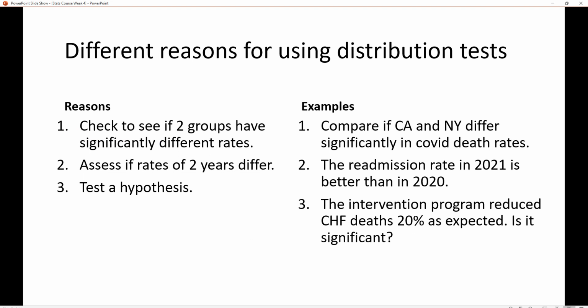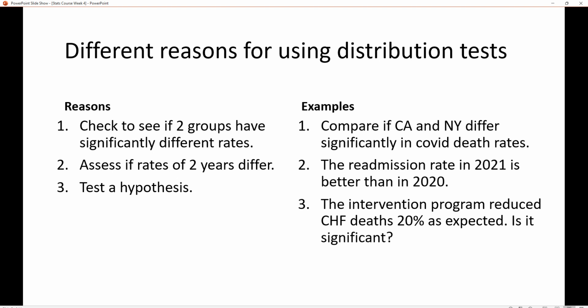So we may have different reasons for using distribution tests. Some of the common reasons may be, first, to check to see if two groups have significantly different rates. An example of that is we compare if California and New York differ significantly in COVID death rates. Another reason is to assess if rates of two different years are statistically different. For example, the readmission rate in 2021 is better than in 2020.